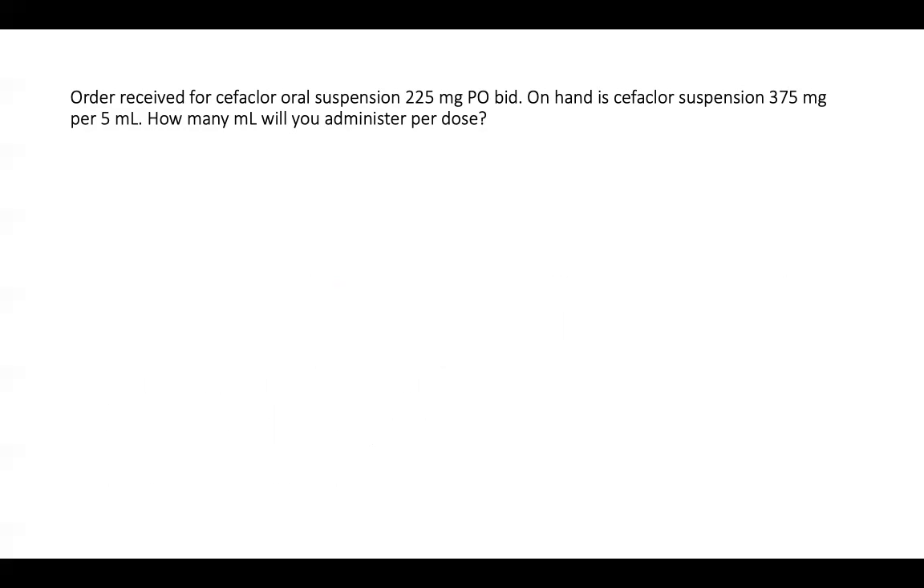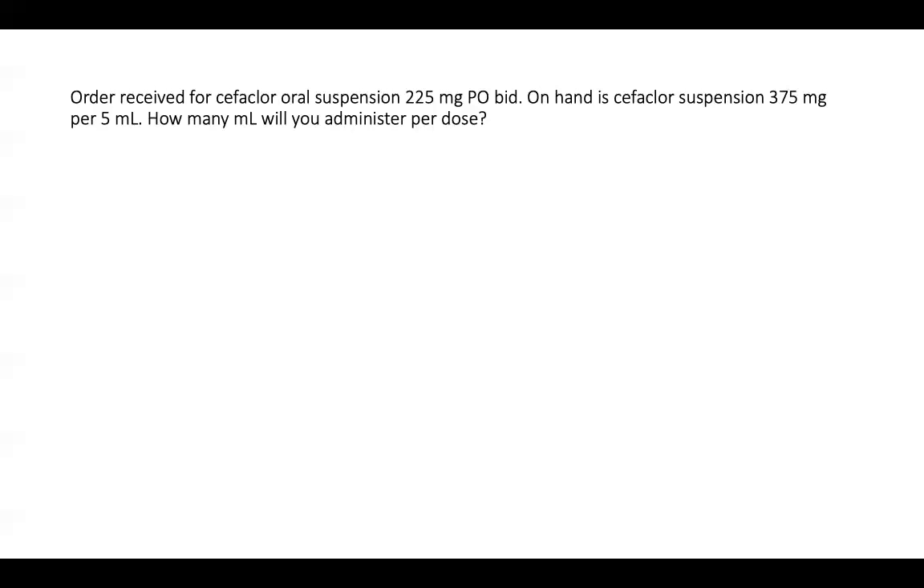So we'll start with an order for cephalosporin oral suspension, 225 milligrams PO BID. On hand is cephalosporin suspension, 375 milligrams per 5 milliliters. How many milliliters will you administer per dose?